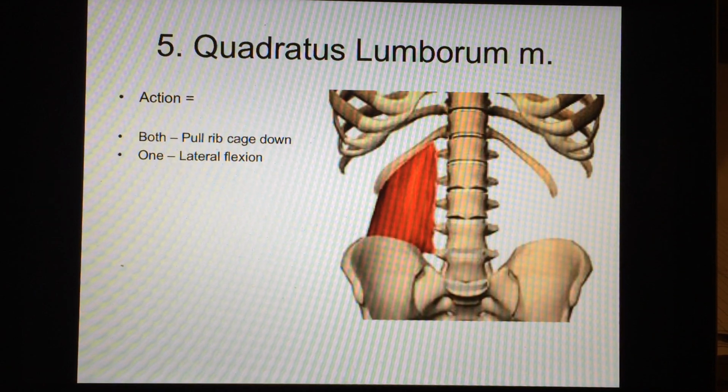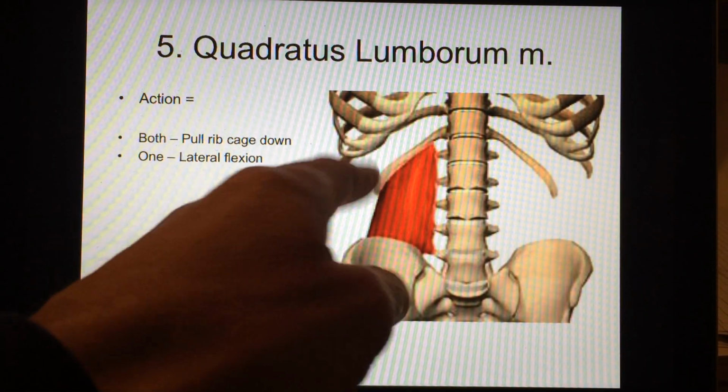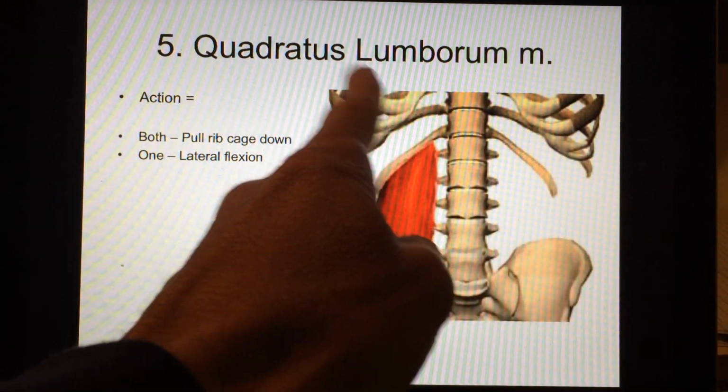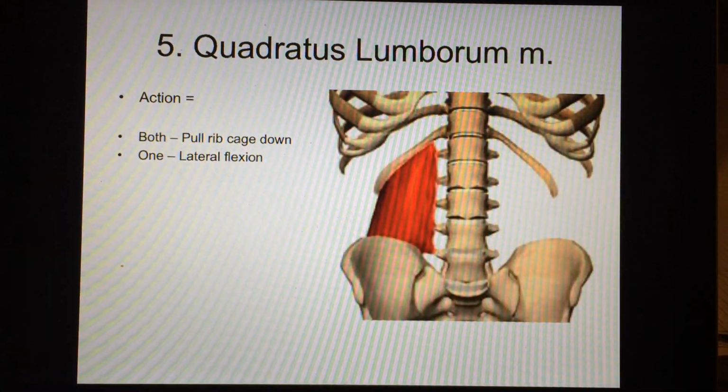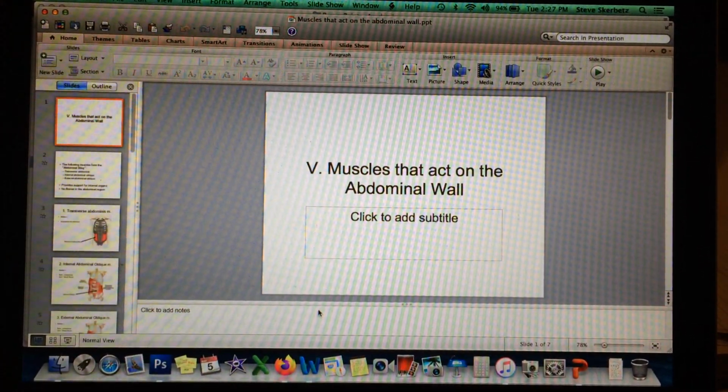Okay. If you only do one of them, you get lateral flexion or bending to the side. So it'll pull down on the rib cage on this side. If that one's relaxed, then you're going to tilt this way, or you can tilt that way. Pretty cool. And that is the end of that one.